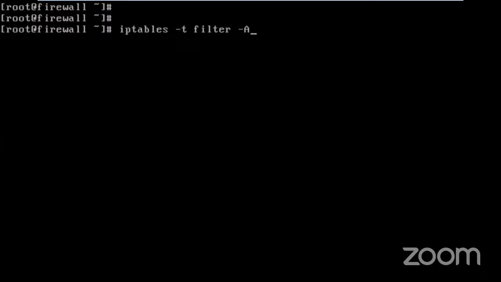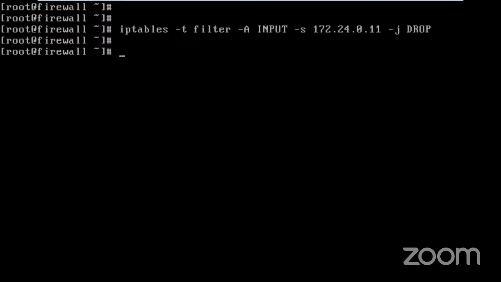Then I'm saying add, in the input direction. Then I have to specify which thing I want to block. So let me go there. I'm saying the source address is 172.24.0.11. Let me first write the rule. So what rule am I writing? On the firewall, I am saying iptables.